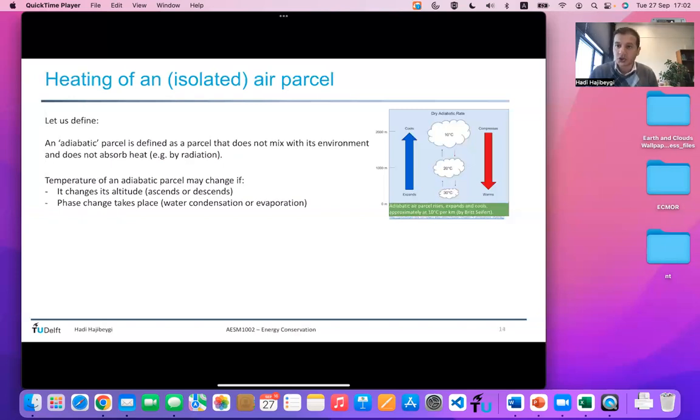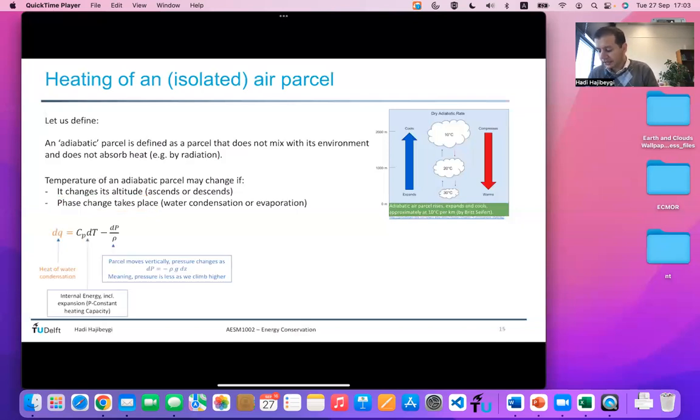And so its temperature could change. The temperature of this isolated parcel of air would change if it changes its altitude, say climbs or comes down, or some condensation of, let's say, water or evaporation would happen. So in a way, phase change takes place in it. Some droplets of water get there, or some water that was in liquid form now becomes vapor. So heat exchange takes place. So latent heat would happen internally with it.